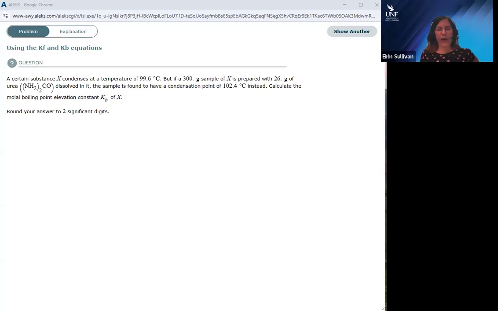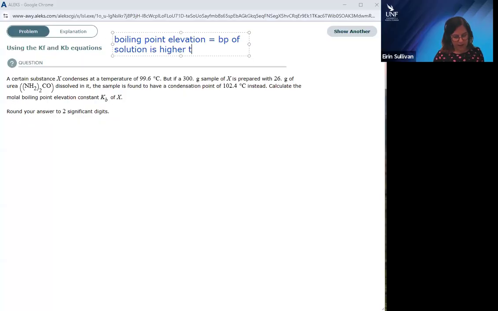Okay, so using the Kf and Kb equations, Kf and Kb are constants. Basically, Kf is the molar freezing point depression constant, and Kb is the molar boiling point elevation constant. The thing you've got to remember about colligative properties of solutions versus solvents is that the boiling point of a solution is elevated compared to that of the pure solvent. So BP of solution is higher than BP of pure solvent.